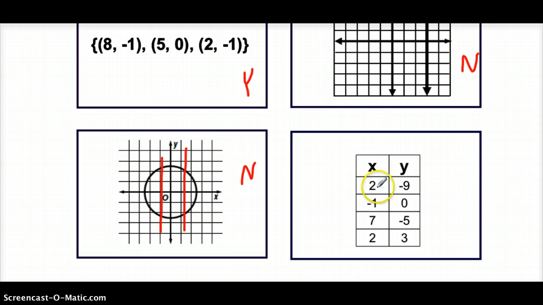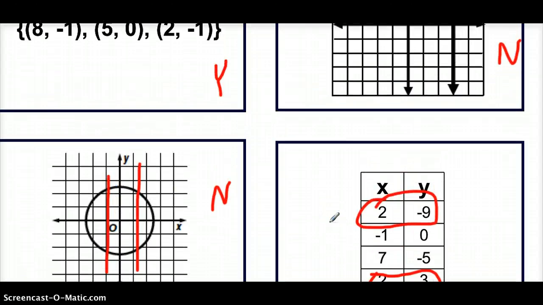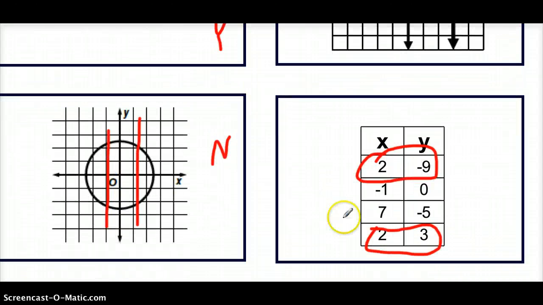Looking at this one, we have 2 going with -9, and we also a little bit further down here have 2 going with 3. So you have the same x value of 2 going with two different values there, so that would be a no. That will not work. Okay, so now let's look at one more thing.